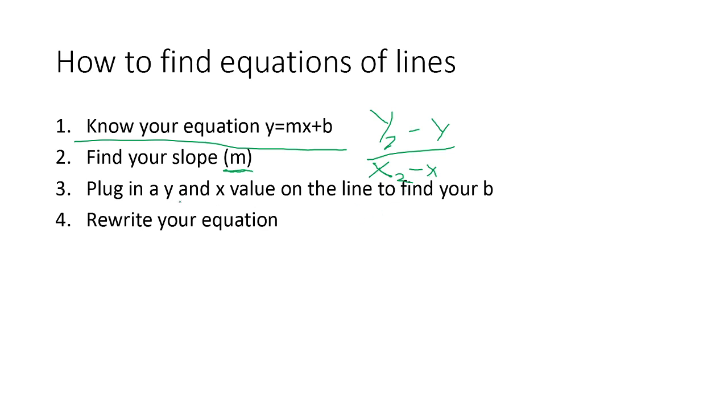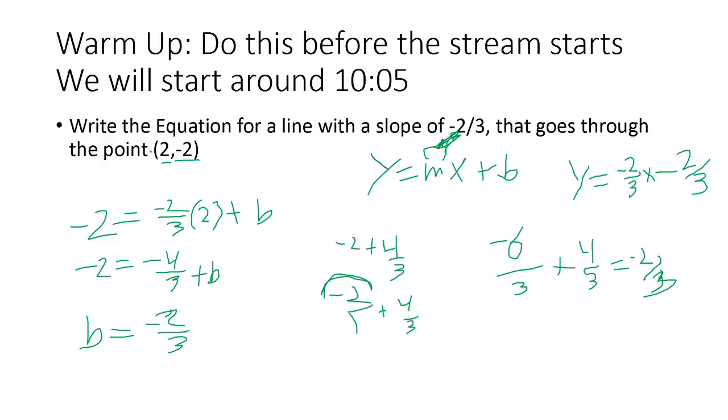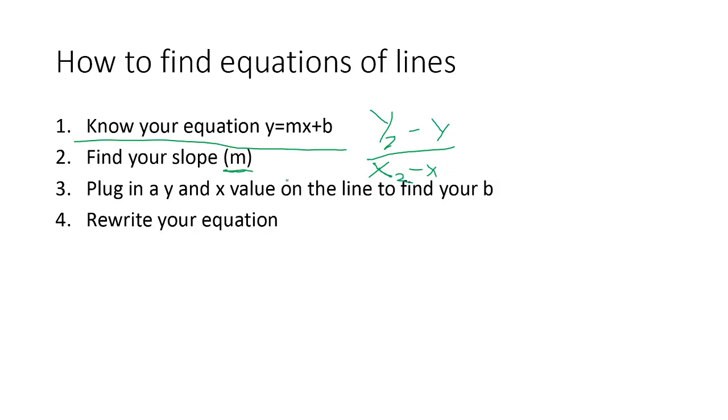Once you have your slope, you're going to plug in your y and x from some point on the line to find your b. So last time we did this point. You're going to use some point. Okay. And then finally, a step that a lot of people forget, actually, this is a really common step to forget. You have to rewrite your equation. A lot of people find b and then they're just like, oh, I'm done. And they just circle their b. It's like, no, you got to plug it back into the equation. So that's how we do it.